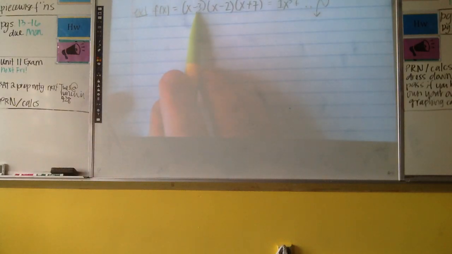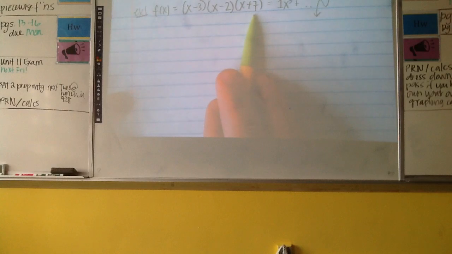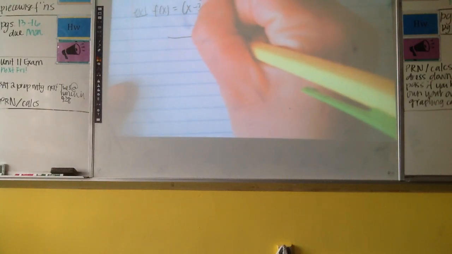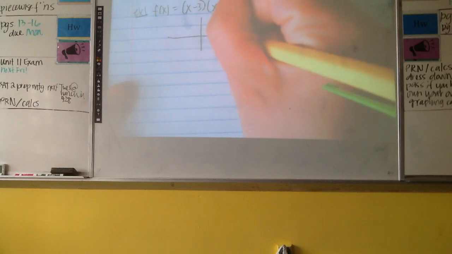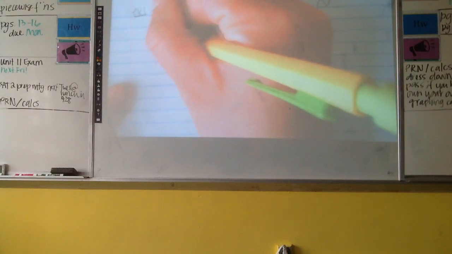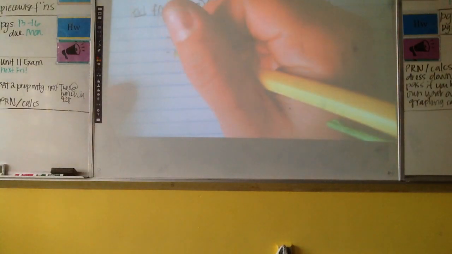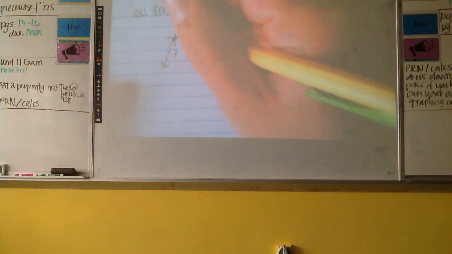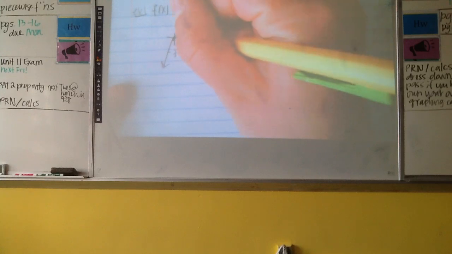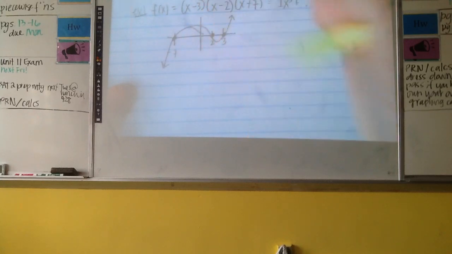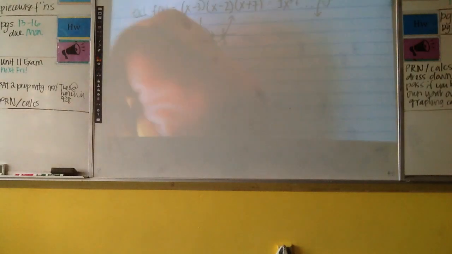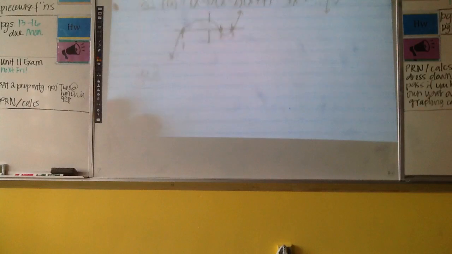We can see the roots are at 3, 2, and negative 7. Let's go ahead and plot these real quick. So all we need to do is fill in its end behavior and connect the dots. Nice. There's a nice sketch of the function. Okay. Let's try another one.